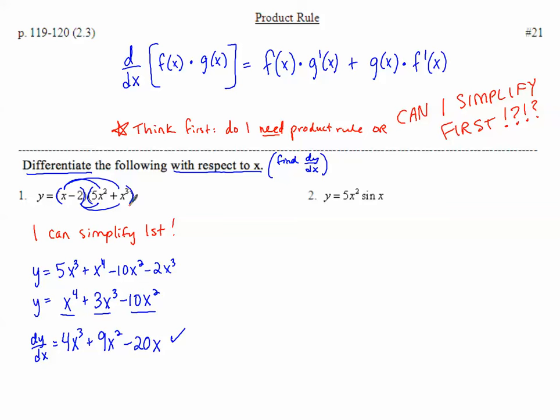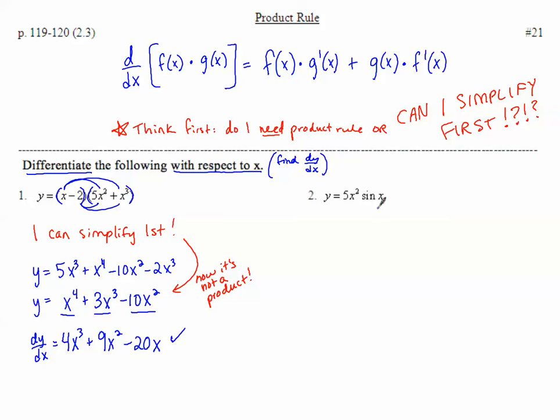But I can simplify first, and now it's not a product. I always like to think of that because sometimes it just is too much work to do the product rule, and I need to save time.